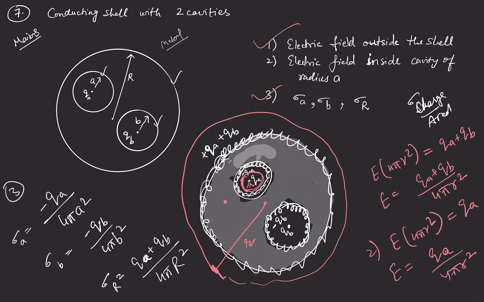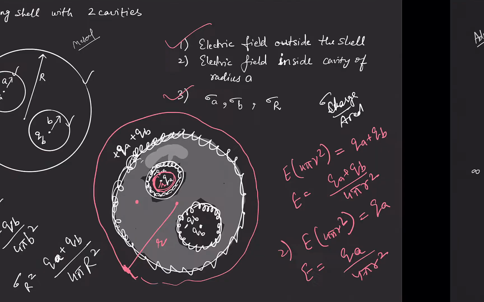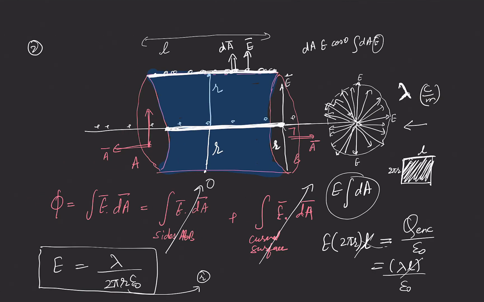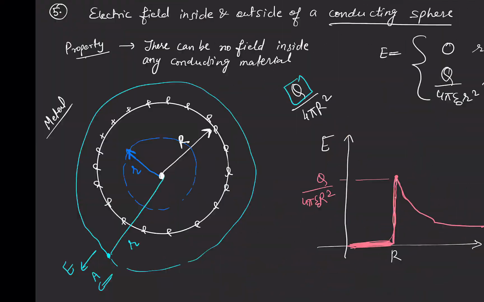3 more questions to go, and the next 3 questions are going to be a bit tough because they are a bit advanced level. So let's see this. If you remember, we studied that if we have an infinite wire with charge density lambda, that is charge per unit length, coulomb by meter, then the electric field at distance r was given by lambda upon 2 pi epsilon naught r. So let me show you. Here we derived it using Gauss law for an infinite wire.